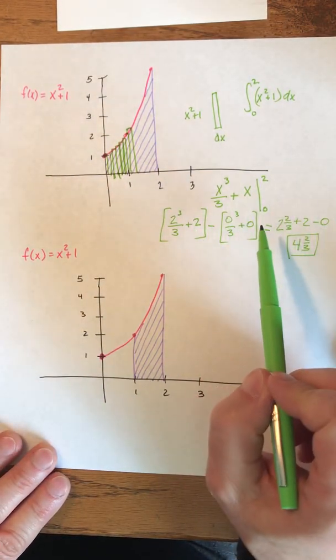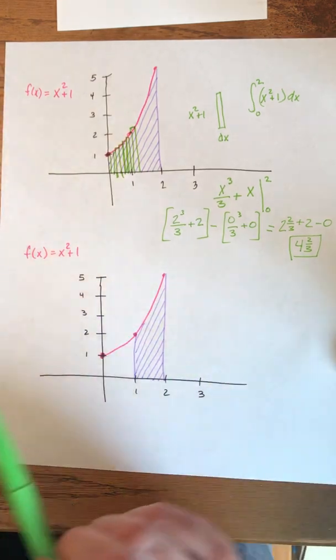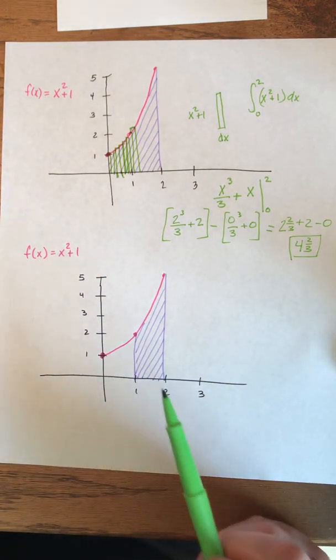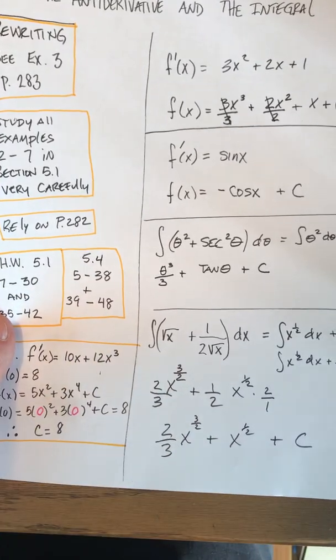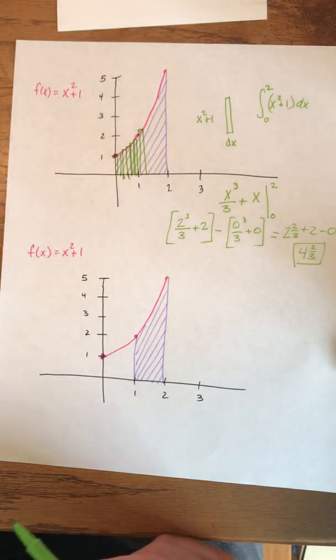Follow this process carefully when you go to do your homework in section 4, which is 5 to 38 and 39 to 48 in section 4.